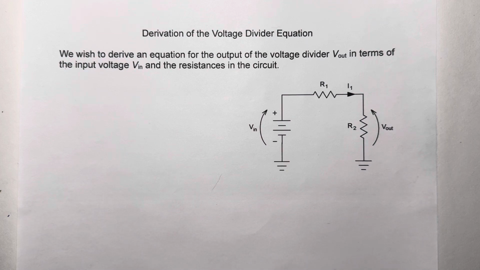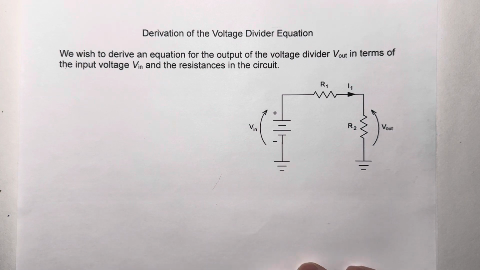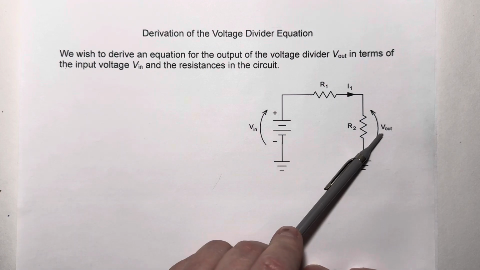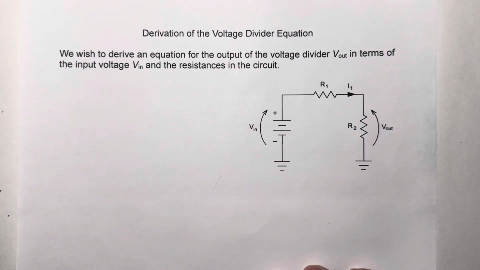A basic voltage divider just consists of two resistors in series, and the output of the divider is taken across the second resistor, as shown in the schematic diagram here. Now what we're going to do is derive an equation that gives us V out in terms of V in and R1 and R2 without explicitly requiring us to calculate the current.